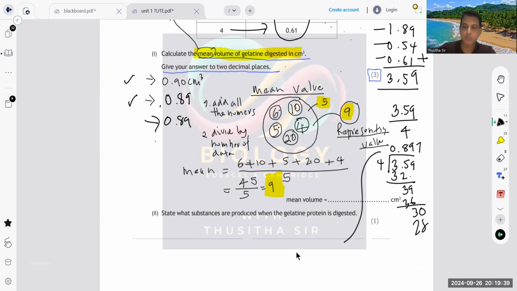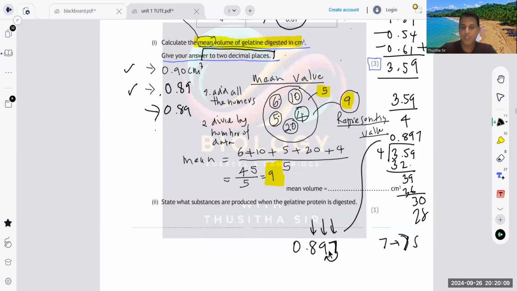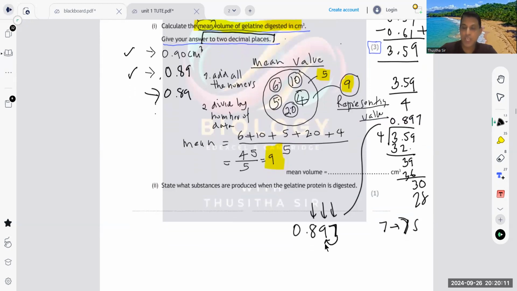You see, my answer is 0.897. Now they ask, give your answer to 2 decimal places. So I have here 3 decimal places, and I want to give 2 decimal places. Now 7 is bigger than 5, so I have to round up. I'm going to make this round to 10. So the 9 becomes 10, and so this becomes 9. So 0.90.